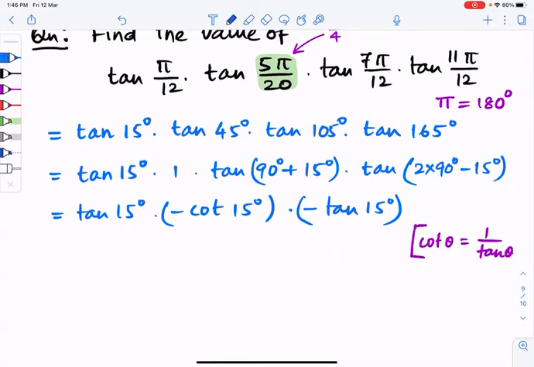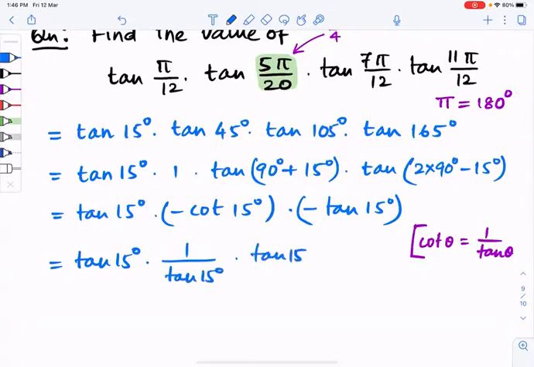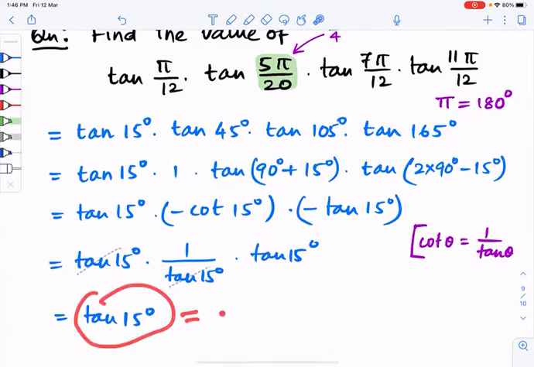If I use that, it will be minus minus, cancel. Tan 15 degree, cot will become 1 by tan 15 degree. Tan will remain tan 15 degree. So minus minus plus, this is getting cancelled, and finally I am getting the answer as tan 15 degree. So we are not getting any value here. I mean, tan 15 degree has got some value. What is the value? We will come to know later.